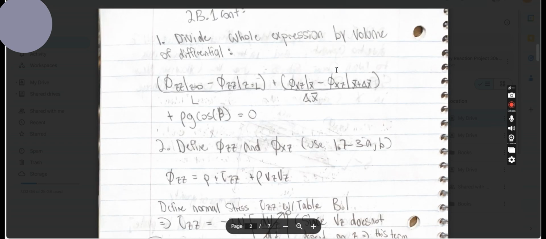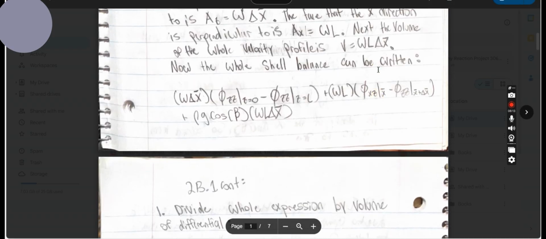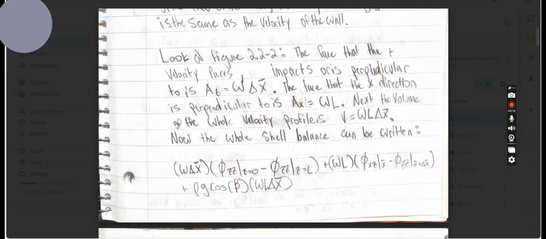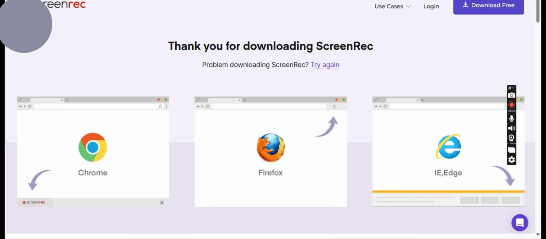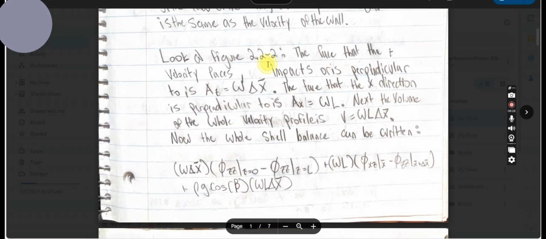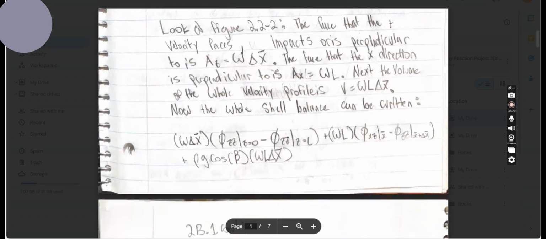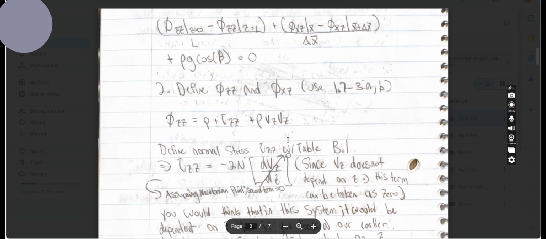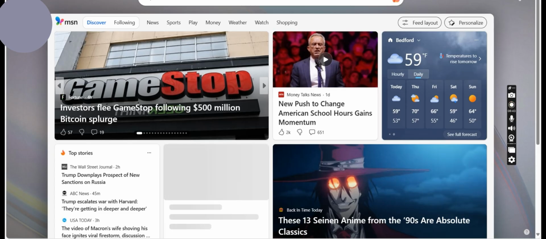So next we just divide by volume so we can get a differential. So we divide by the volume, which is again that W L delta x, and we just find that from the drawing. W, L, and then delta x, so that's the volume. So yeah, you divide by that. So now we have to define the momentum fluxes, and that's in 1.7-3 A and B. So I might as well just show you guys that.